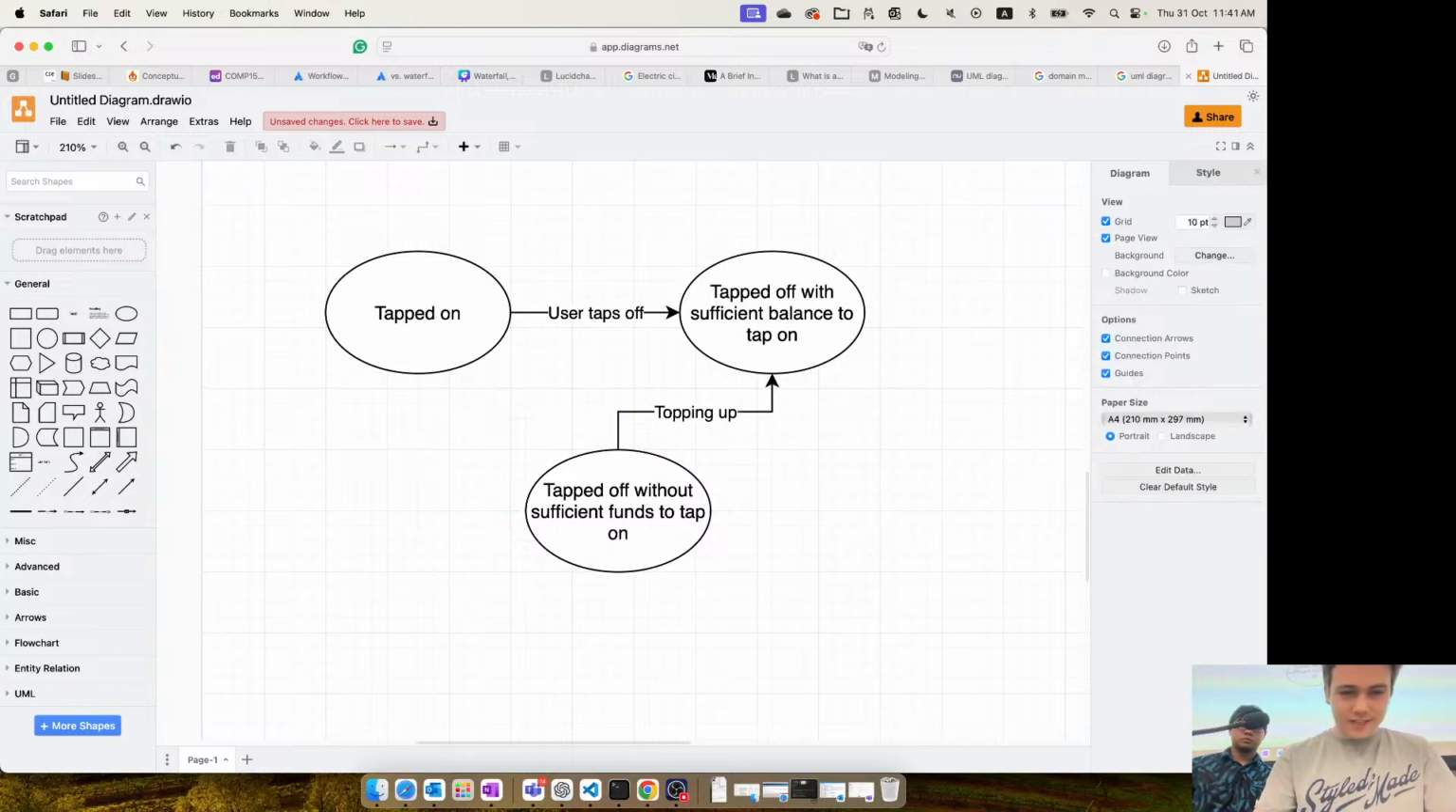Oh my god, let me just try this. Do you know how to make the arrow?